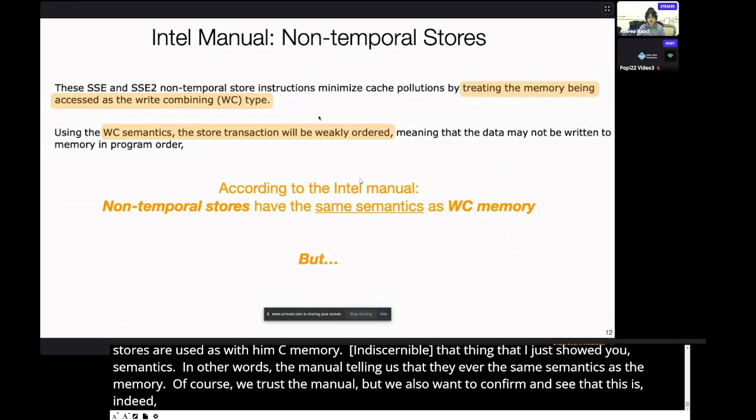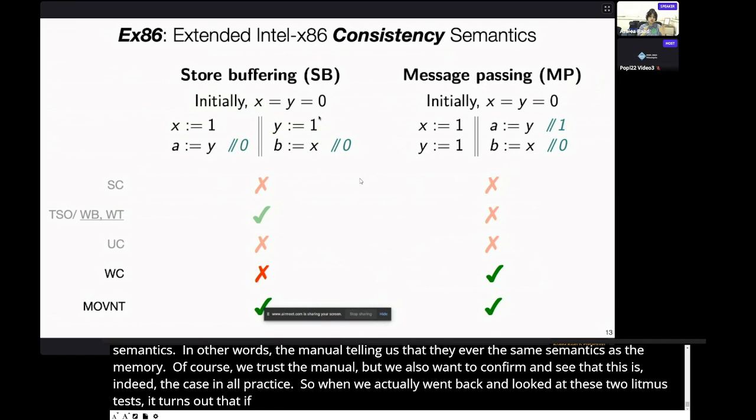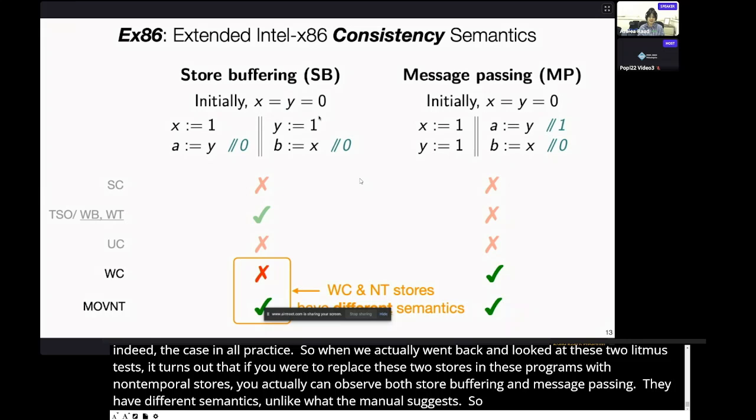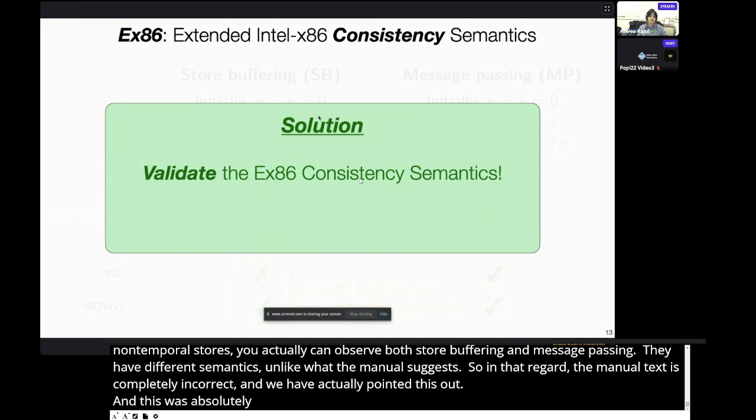So when we went back and looked at these two litmus tests, it turns out that if we replace the stores in these programs with non-temporal stores, we can actually observe both store buffering and message passing. In other words, the WC memory type and non-temporal stores have different semantics, unlike what the manual suggests. So in that regard, the manual text is completely incorrect, and we have actually pointed this out to them. And this was why it was absolutely crucial for us to validate the x86 model that we have built, to make sure that it's indeed what's happening in the hardware.